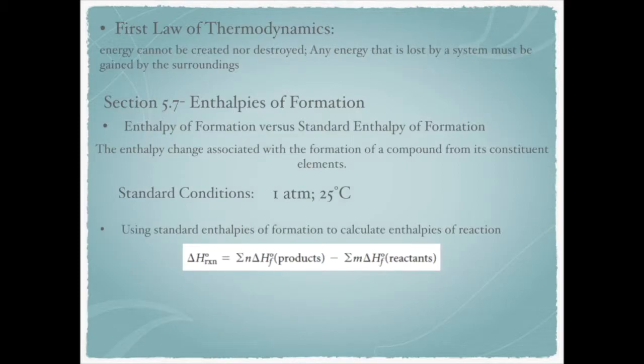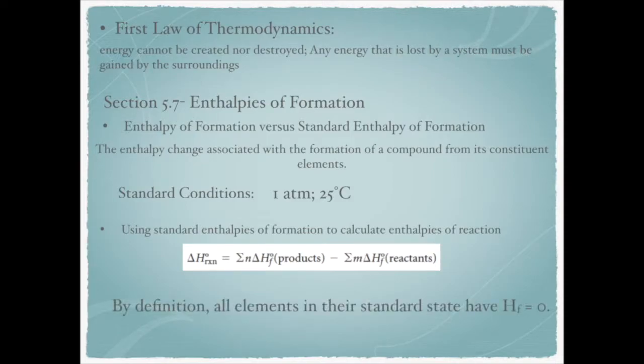Now notice n and m there. That n and m represent your coefficients, because you're going to multiply the enthalpy of formation for each of them by the coefficient that is in front of your specific compound or element you're dealing with.